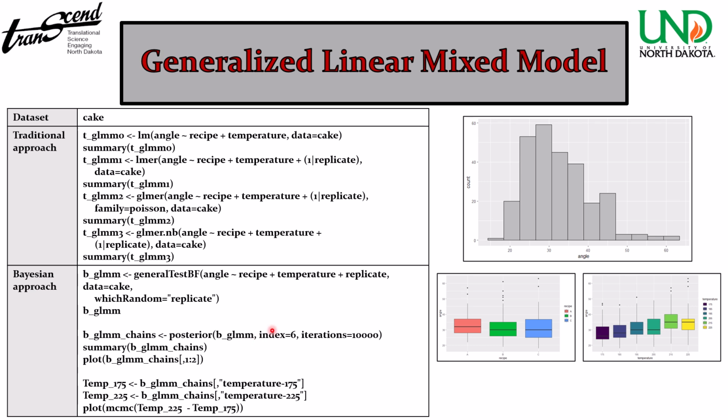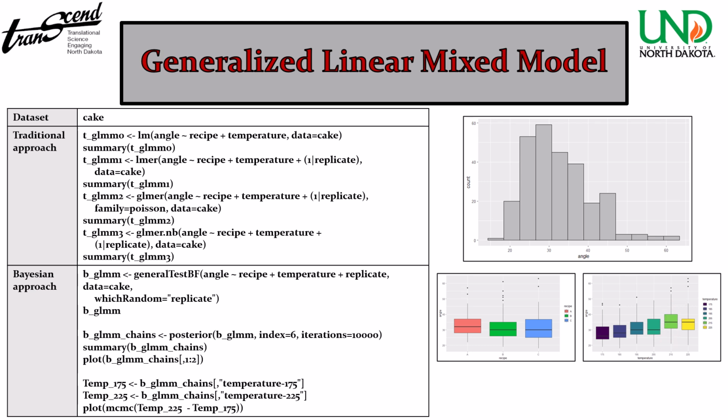All right, just kind of where our data is. This is the angle data here, and you can see it's probably not normally distributed. It might be better conceptualized as something like a negative binomial. That's why I did it here. And if we look at the recipe, it doesn't look like there's much difference between recipes, but there might be some difference between temperatures. So this intermediate one, second to highest, I think, is 275.